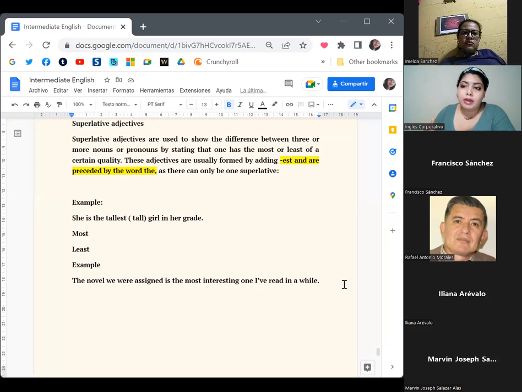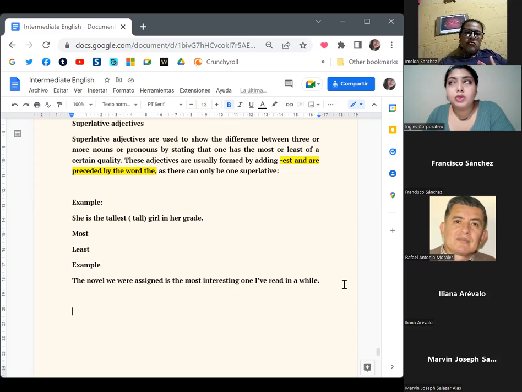But in this case, remember, we have a lot of words that we can use. And this list is just to add more words to our vocabulary. So I will write the list in English and in Spanish. Maybe you know many of these words, but we are just going to have this kind of adjectives in our vocabulary.